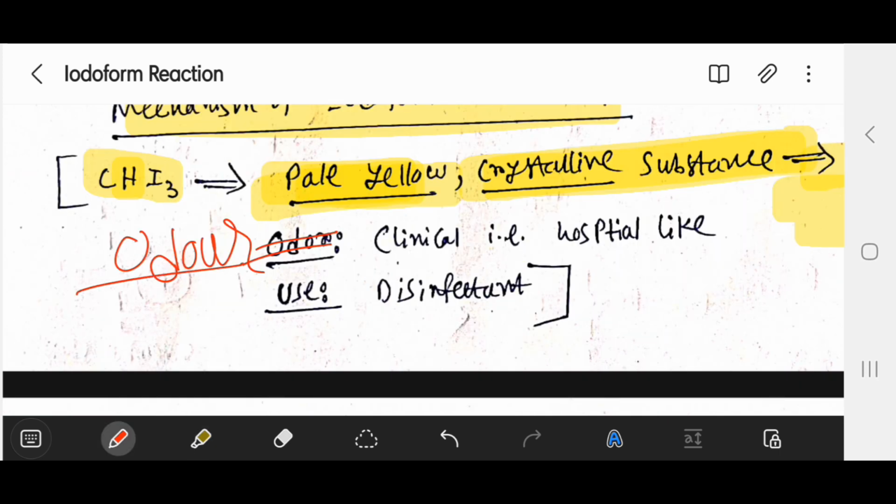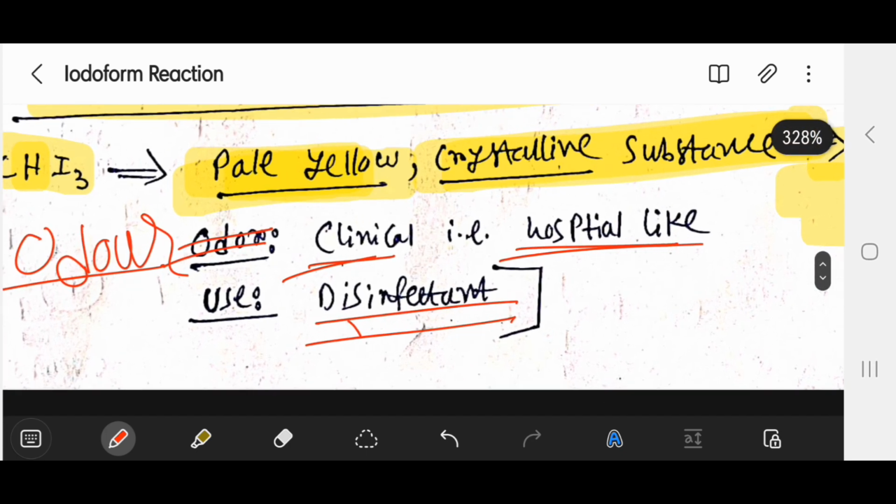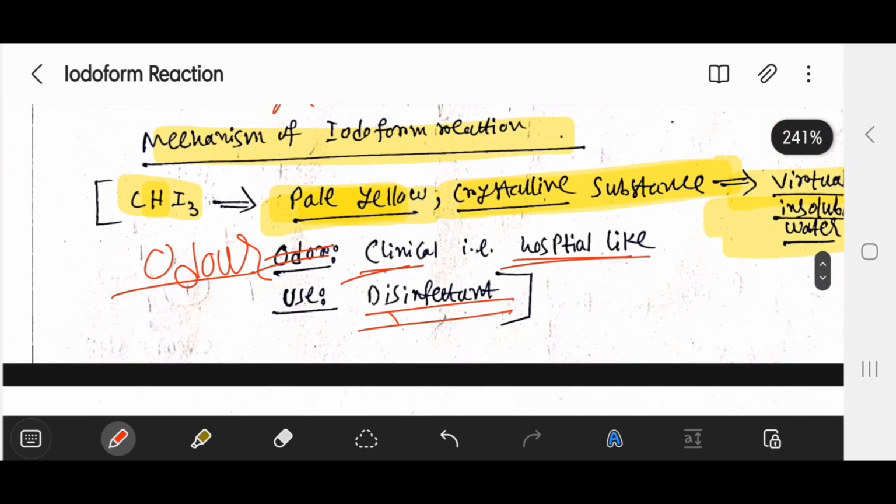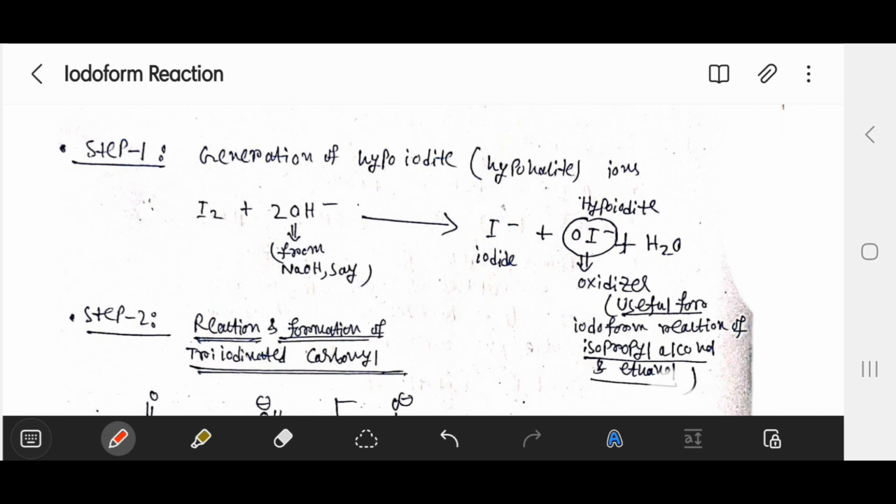The odor is clinical or hospital-like. It is typically used as a disinfectant, and thus you may be familiar with its smell. It smells like a hospital. Let us discuss the reaction mechanism now, the full-on mechanism.